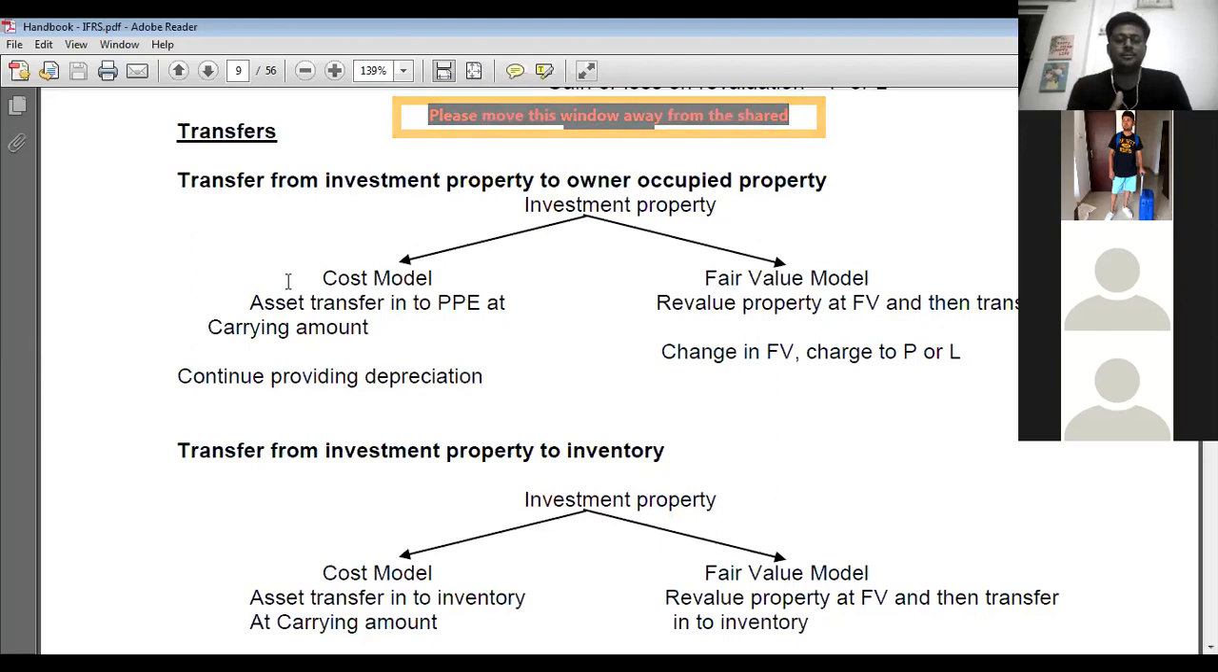Now I want to use that building for my business purpose. So at 10 lakhs only the transfer will be done, and we'll continue to provide depreciation on the same. After the transfer, it is now covered under which standard? IAS 16, Property, Plant and Equipment. And then whatever that standard says, we have to follow the same accounting treatment. So if we have followed the cost model in investment property and then transfer the building or land from investment property to owner-occupied property, the transfer will be at carrying amount and we will provide depreciation on it continuously, as we used to in investment property.